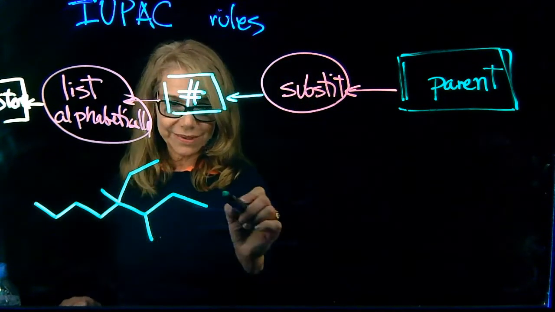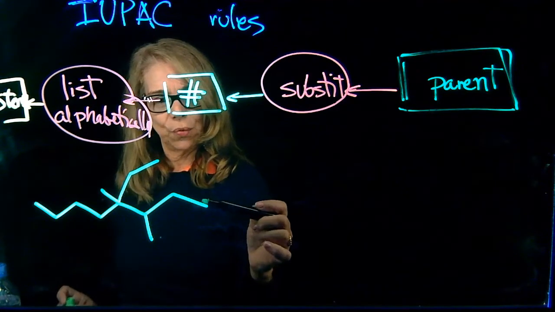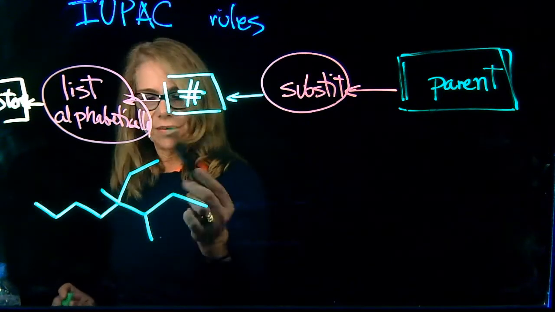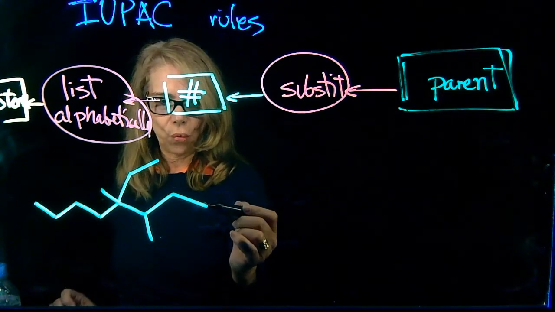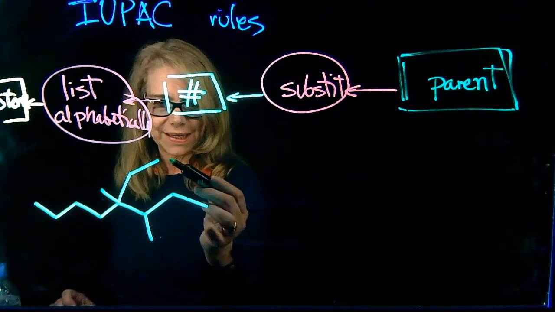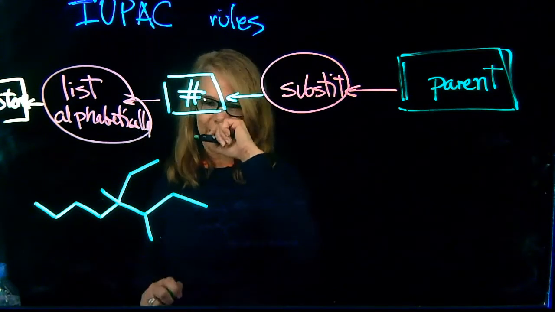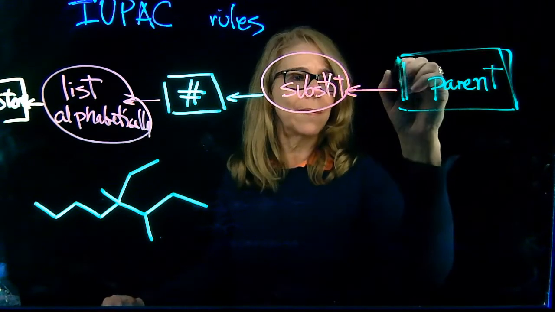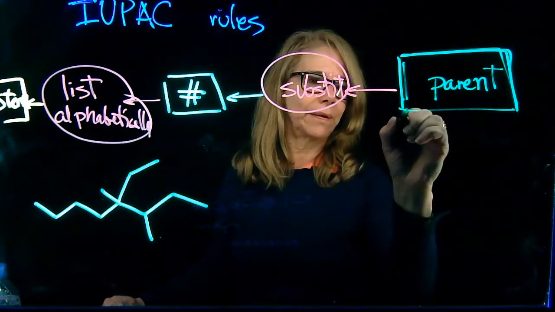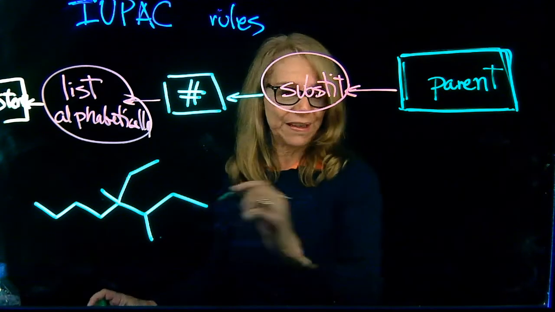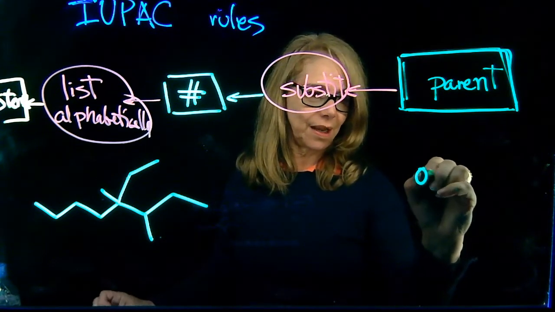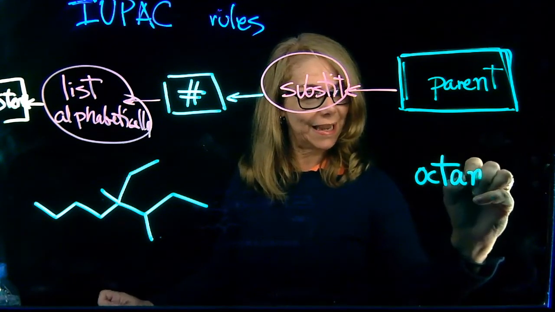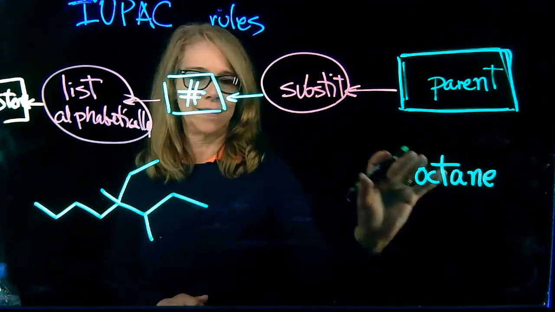And this looks like it's the longest, right? If we do 1, 2, 3, 4, 5, 6, 7, 8, okay, I have 8 over there. And if I do 1, 2, 3, 4, 5, 6, that's shorter, so it is 8. So, and starting from this side, my parent name, because I have 8 carbons, the prefix is oct, so I'm going to say oct. And then the suffix for alkanes is A-N-E. So that's the parent name.